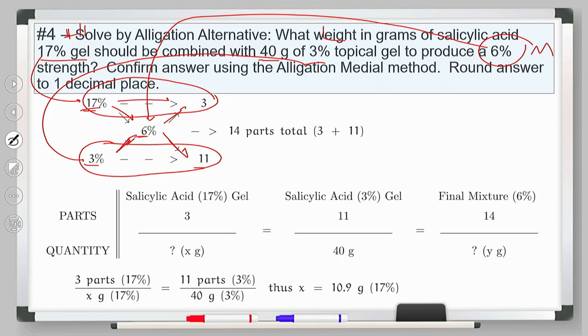And just as a reminder, if you wanted to know the number of parts of your final mixture, it's these added together. So 3 plus 11 is 14. So there are 14 parts of the 6%. Do you see where I have concentrations and parts?